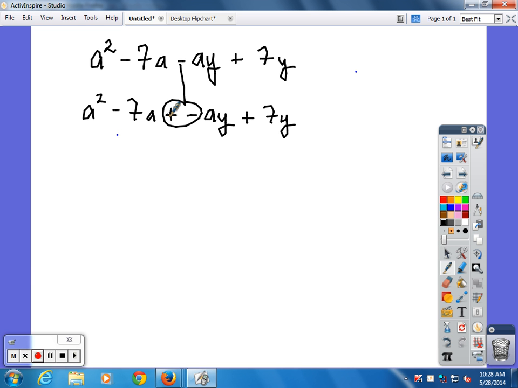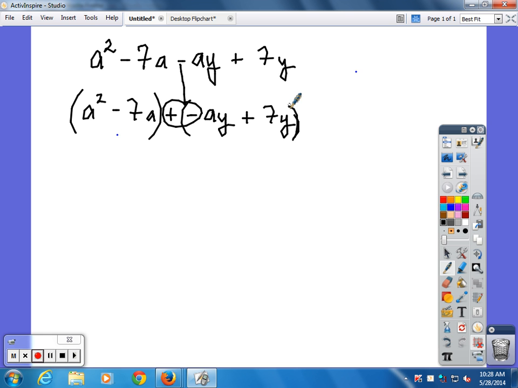Okay, so I'm going to group these two, and I'm going to group these two. And the reason I'm grouping 2 by 2 instead of 3 by 1 is I've only got one perfect square, and there it is. If I had 3 or 4, or 2 or 3, then I might want to think about a 3 by 1.